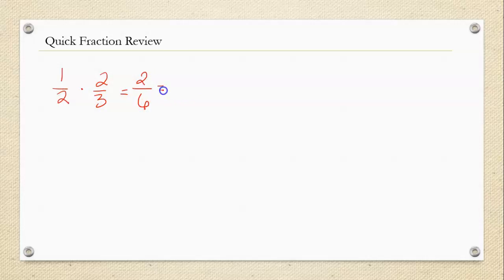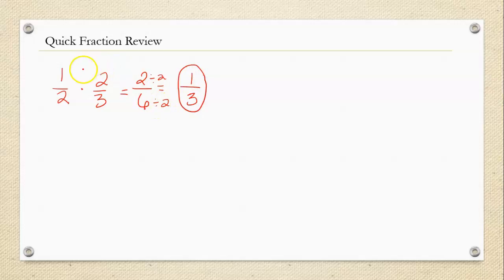And then if you can, you should always simplify. Think if there are any values that will go into each of these evenly. Do they share a common factor? And here, it's always a good idea to try 2. So we can divide each of these by 2 and reduce this fraction. 2 divided by 2 is 1, and 6 divided by 2 is 3. Now we are in simplest form.